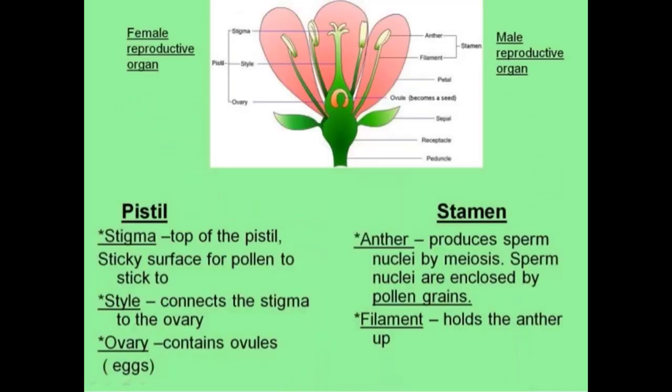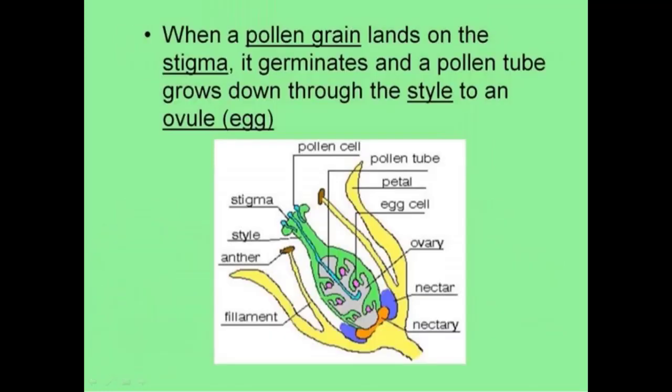Here you can see the female reproductive organ; just now I told you about the male reproductive organ. The pistil and the stamen are the two reproductive organs. Particularly, the pistil is the female reproductive organ and the male reproductive organ is the stamen. In the pistil you see the stigma, style and ovary. In the stamen you see the anther and the filament.